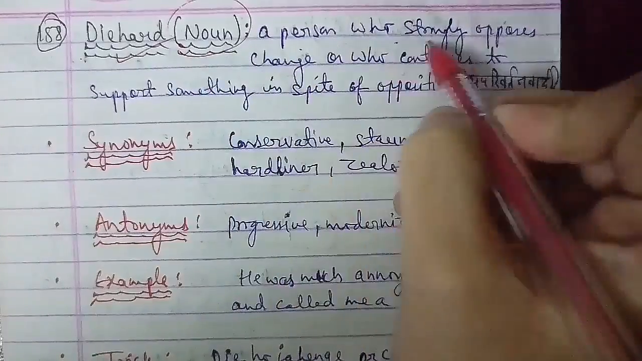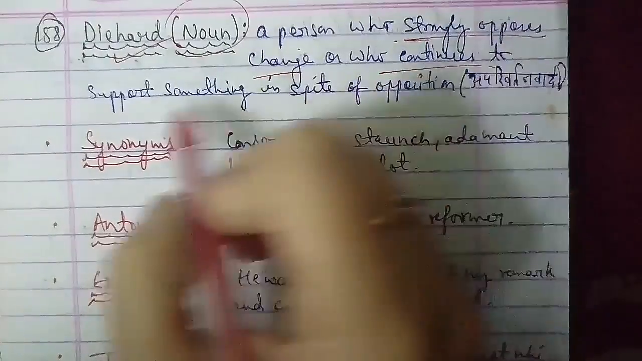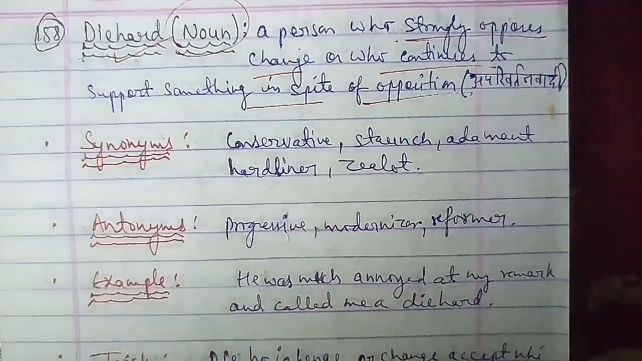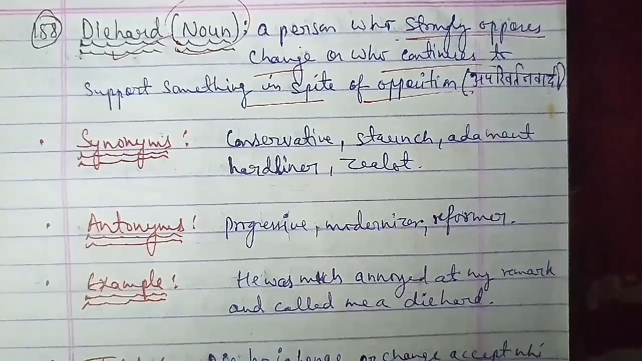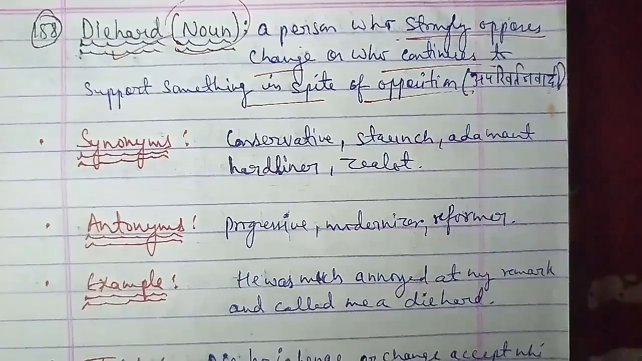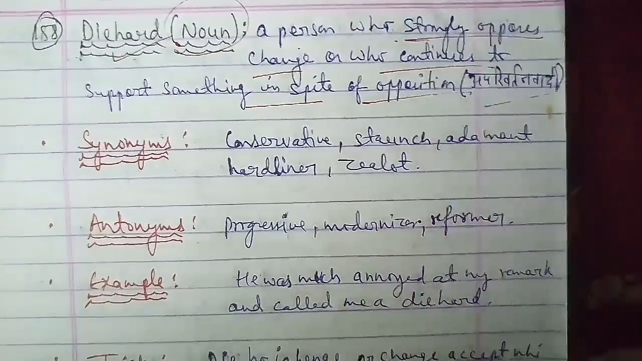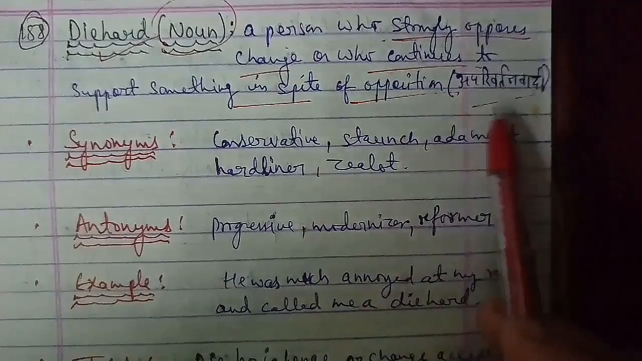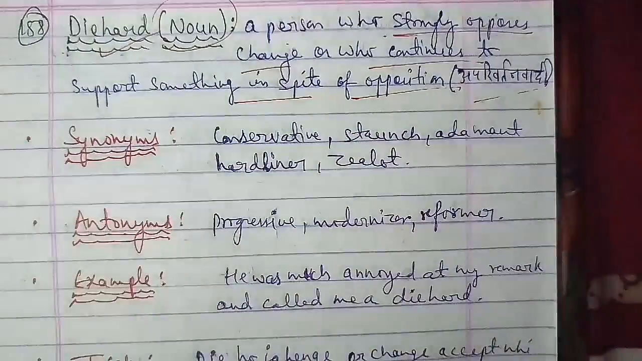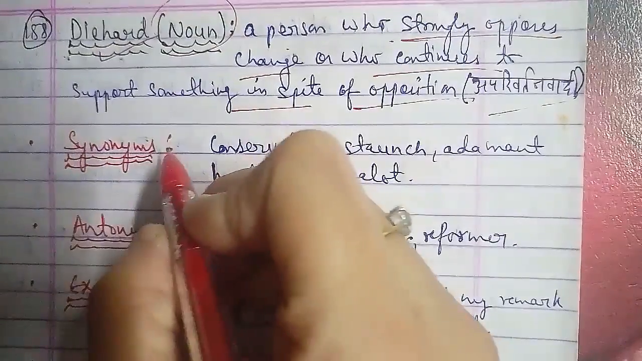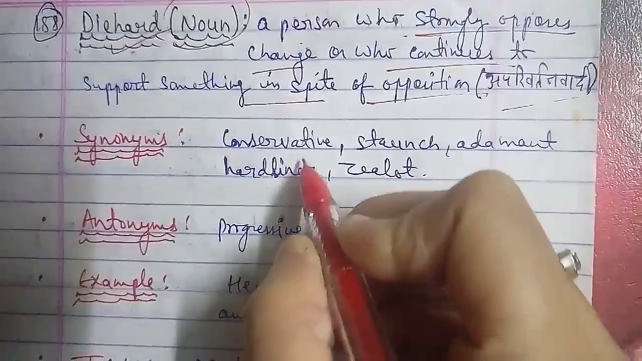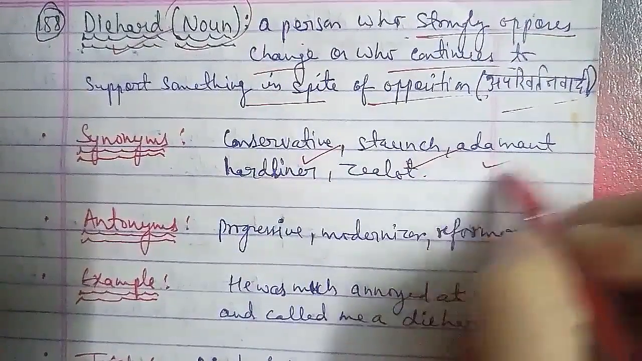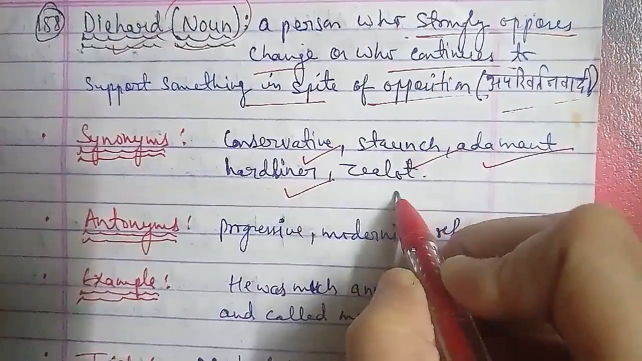अपरिवर्तनवादी. Next, the synonyms of die hard. So now the synonyms of die hard are conservative, staunch, adamant, hardliner, and zealot.